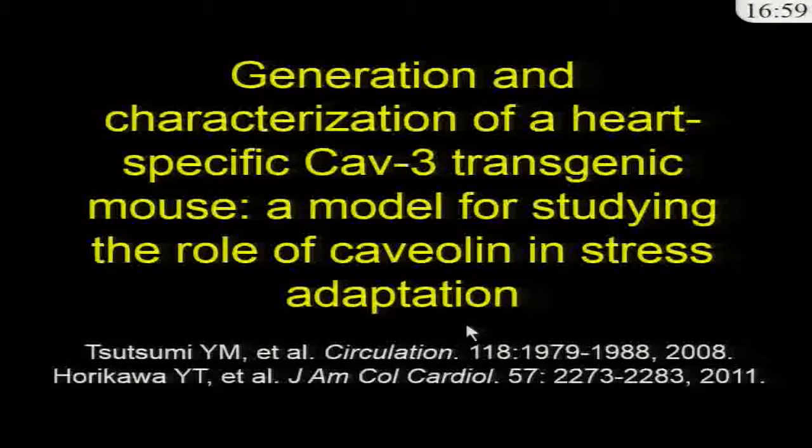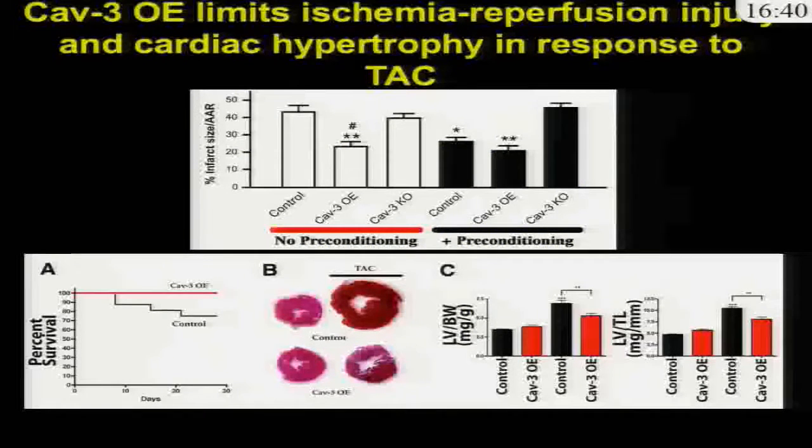We've gone through a series of papers we've published that describe the general characterization of a heart-specific transgenic mouse. It's a model for studying adaptation to stress. I'll describe a couple of the physiological endpoints that we've characterized over the last 5 to 10 years and where this has led us. The initial studies we did, out of my interest from grad school, were on ischemia reperfusion injury.